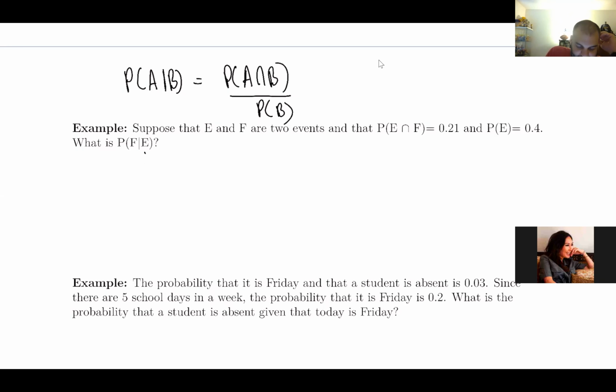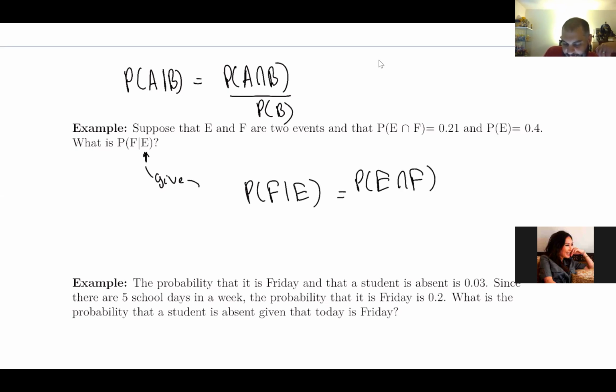So this is the given. E is telling me this has already occurred, and I want to find the probability that if E already occurred, what's the probability that F occurs? So for this one, we're going to say the probability of F given E is equal to the probability of E and F, all divided by the probability of E.